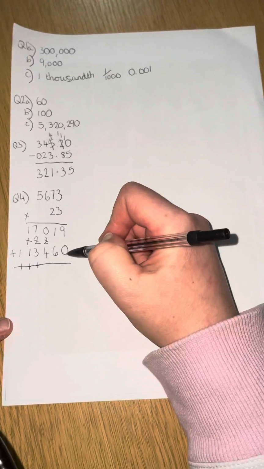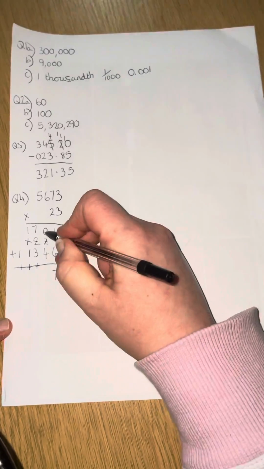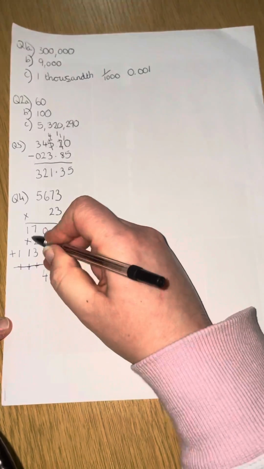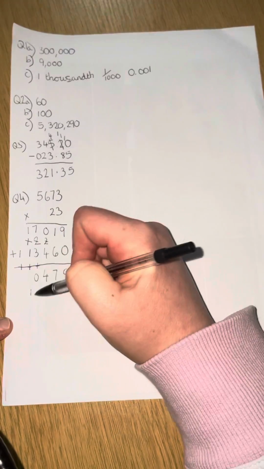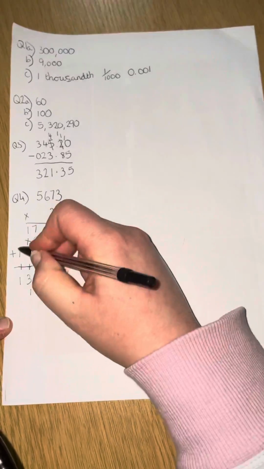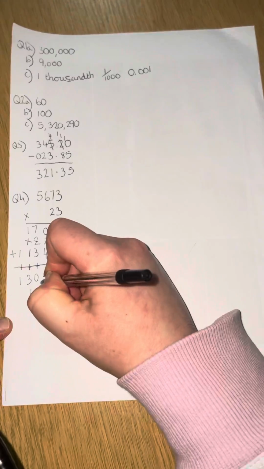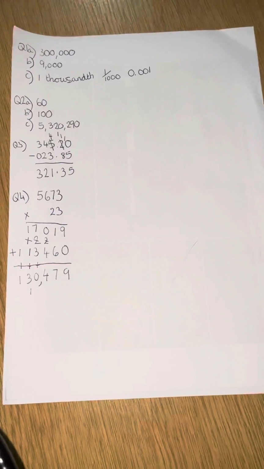Okay, so 9 add 0 is 9. 1 add 6 is 7, 0 add 4 is 4, 7 add 3 is 10, carry a 1, 1 add 1 is 2, add that other 1 is 3, and then 1, because that's all we've got in that one. So it should give you a total of 130,479.